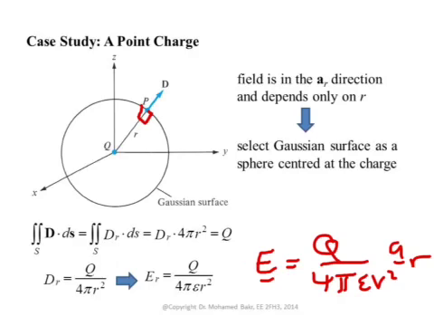And the good thing about this is the way we selected the Gaussian surface. We selected a surface where D is normal to the surface at every point, and where D is a constant because of symmetry, because D depends only on r. So if I fix r, if I select a certain sphere, D is fixed over that surface.